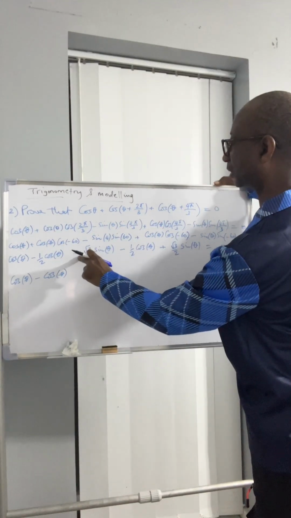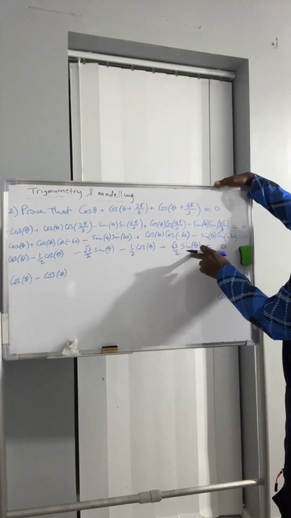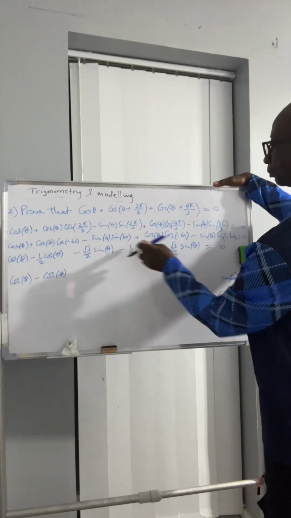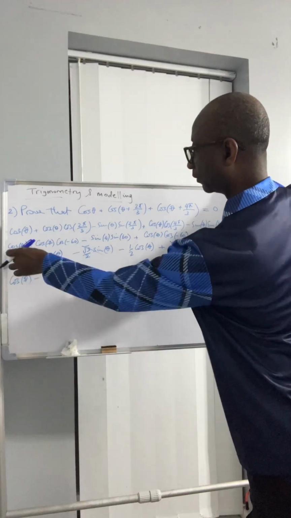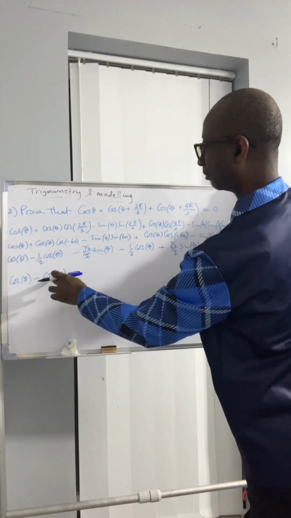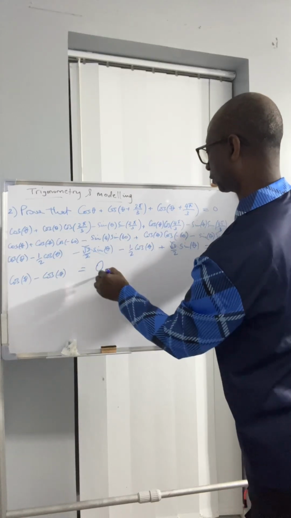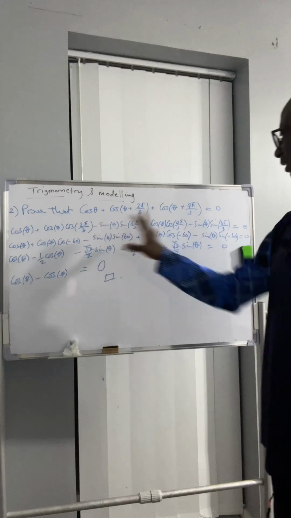So you have here minus root 3 over 2 sine theta, and here you have plus root 3 over 2 sine theta. So minus plus, they cancel. This one cancels this. So you have your cos theta here, and again these two give cos theta. So cos theta minus cos theta is 0. The problem is solved. So we have done the proof. This gives us cos of 0.